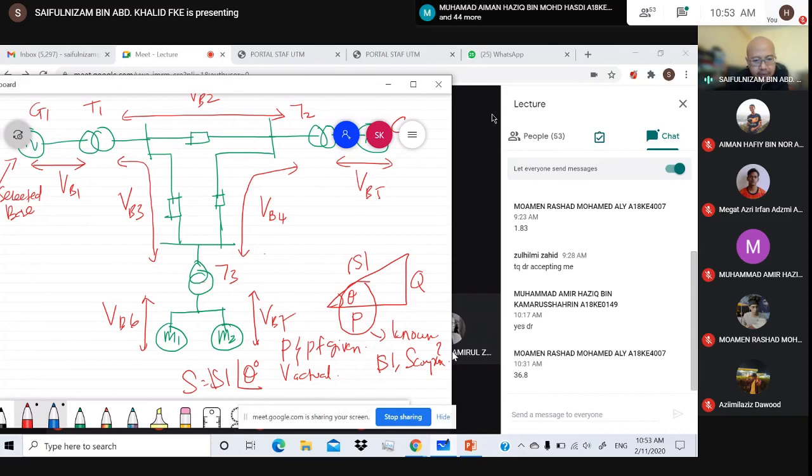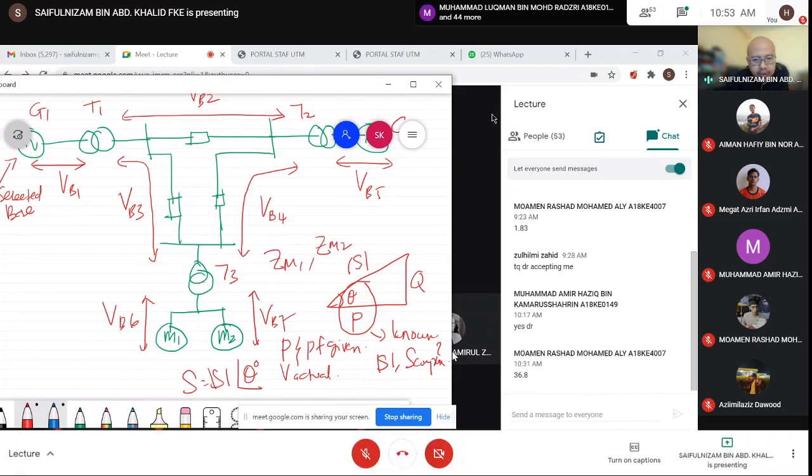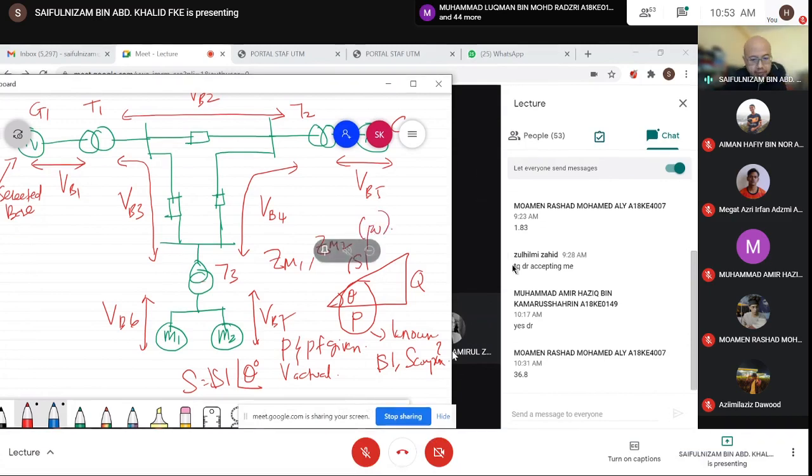Then you can find Z. What is the Z M1, Z M2 in per unit. Okay, you can find the impedance of the motor.